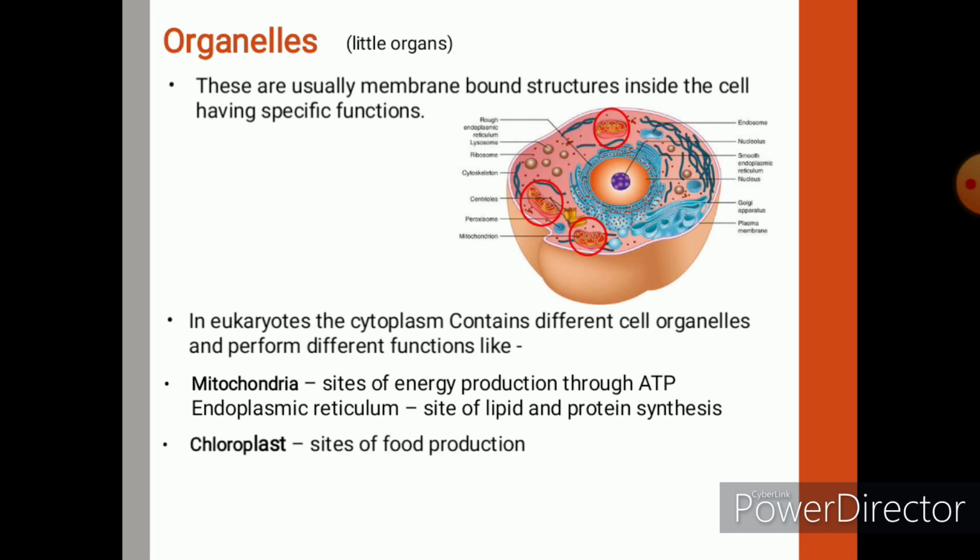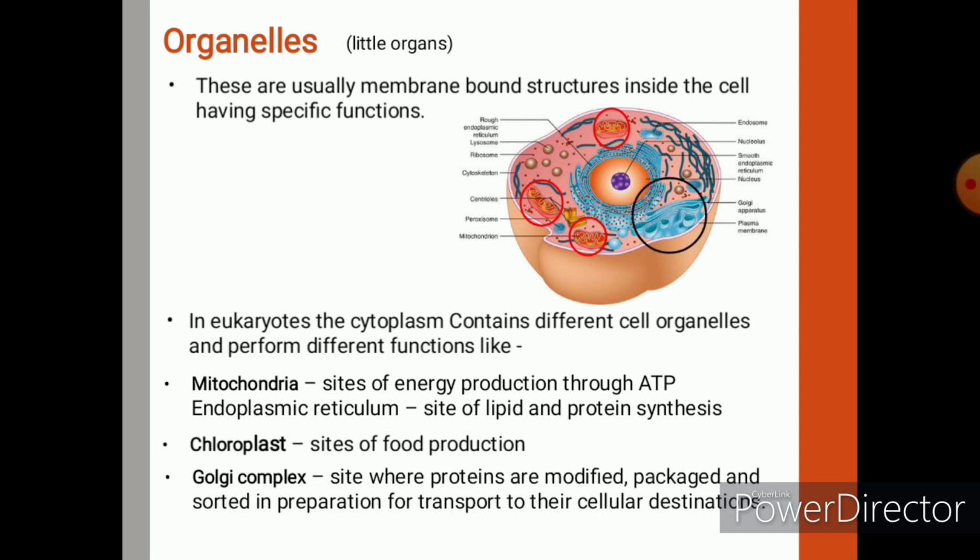Another important cell organelle, chloroplast. This chloroplast absorbs light and prepares food in the form of glucose. Next, Golgi complex. It is the site where proteins are modified, packaged and transported to other destination points in the cell. Lysosomes and peroxisomes are also some of the important cell organelles. They are the sacs which contain digestive enzymes. So up to now we have seen cytoplasmic components like cytosol, cytoskeleton and cytoplasmic inclusions, finally organelles.